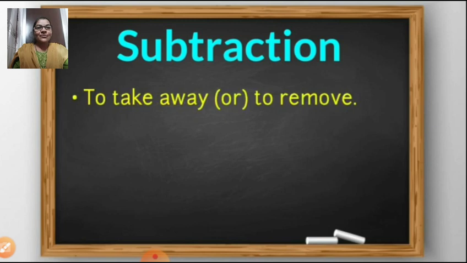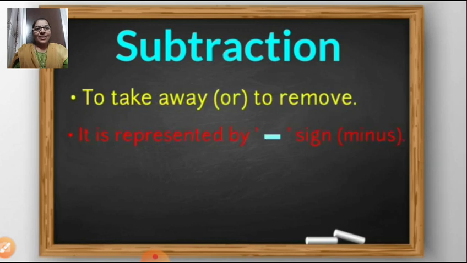As you all have seen in the first picture, we were having 5 apples. Then one girl came there and she removed one apple from those 5 apples and then there were remaining 4 apples. So subtraction means to take away or to remove. It is represented by sign of minus. See, when you do the subtraction, you have to give this sign. This sign is called as minus. So it is represented by sign minus.